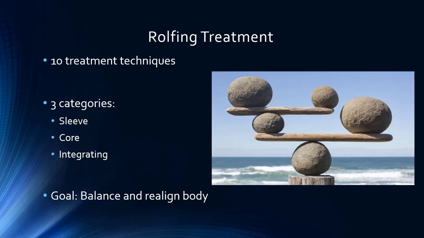The treatment techniques include 10 sessions, each one focusing on a central theme, goals, and a sequence of structural interventions. The 10 sessions are divided into 3 categories: sleeve sessions, core sessions, and integrating sessions. The goal of the treatments is to balance and realign the body in all planes. If the pain is resolved, imbalance is no longer an issue, and the body should perform more efficiently.